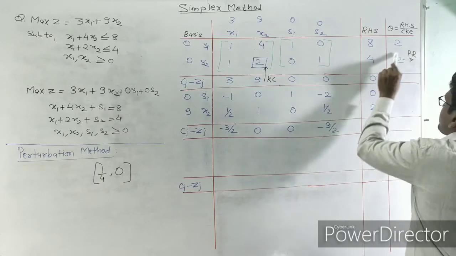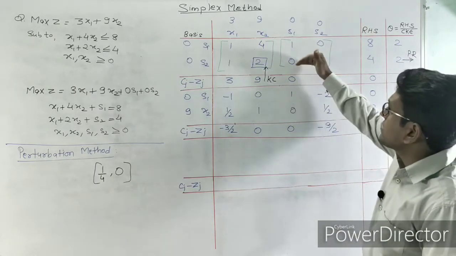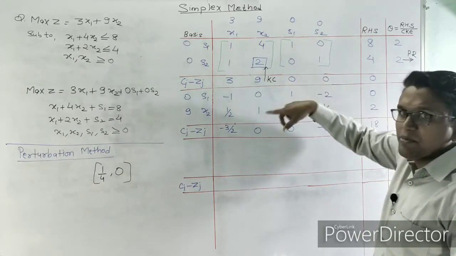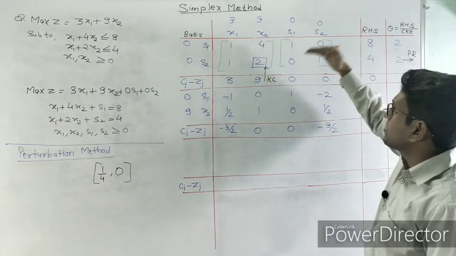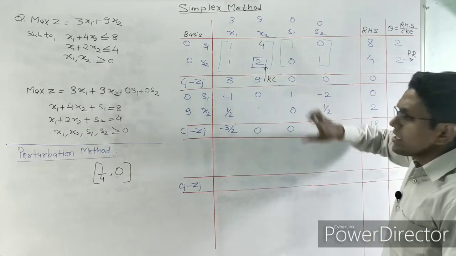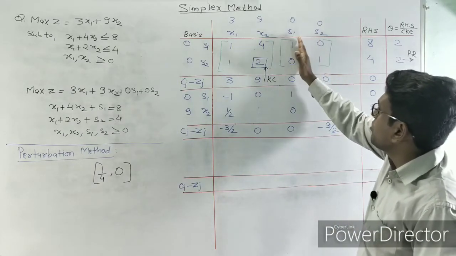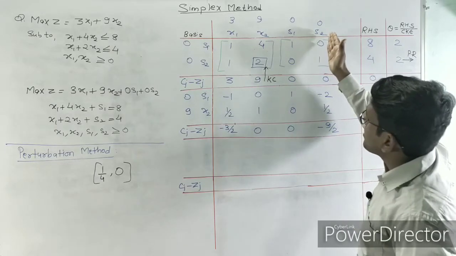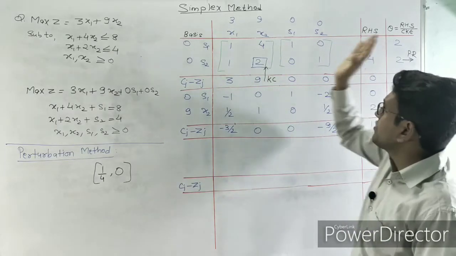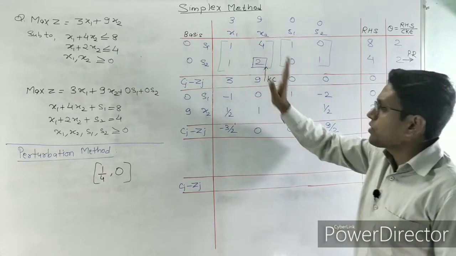That means we select this as our leaving variable. Now if there is a tie here, suppose it is a 3 cross 3 matrix, then we will have 1 0 0, 0 1 0, 0 0 1. In that case there may be a tie, so we move on to the next column in the identity matrix, and even if there is still a tie, we move towards the body matrix from left to right.